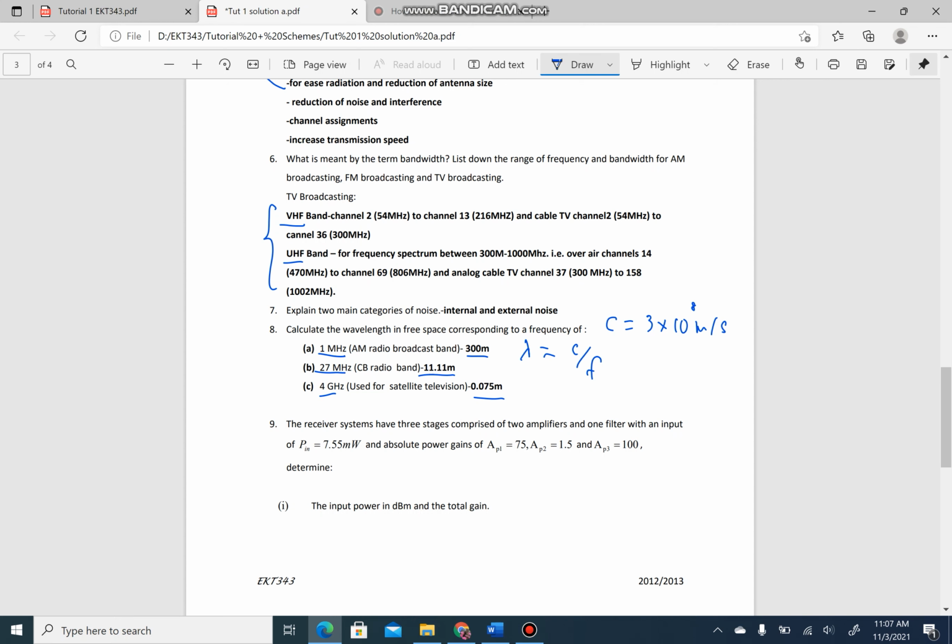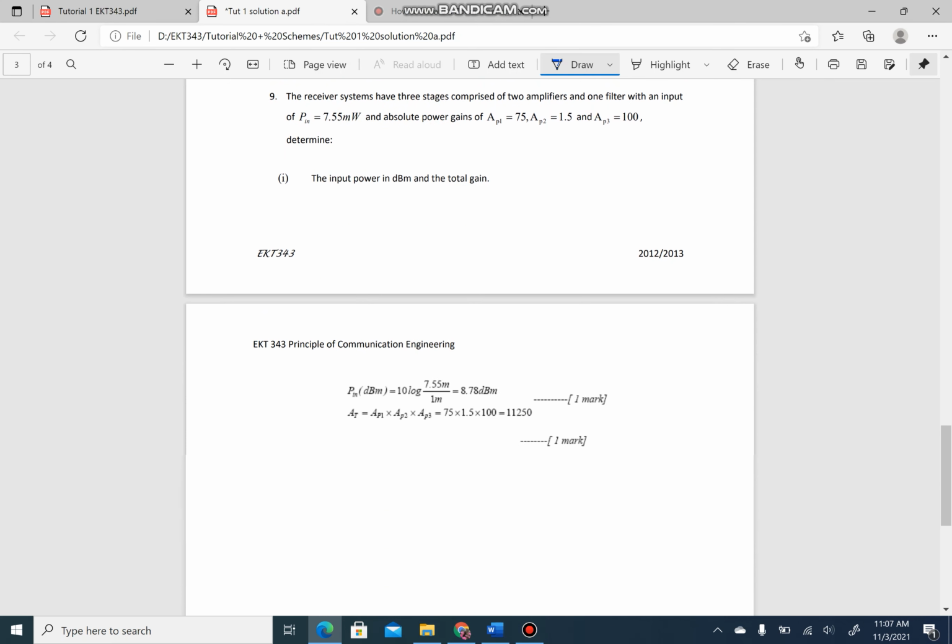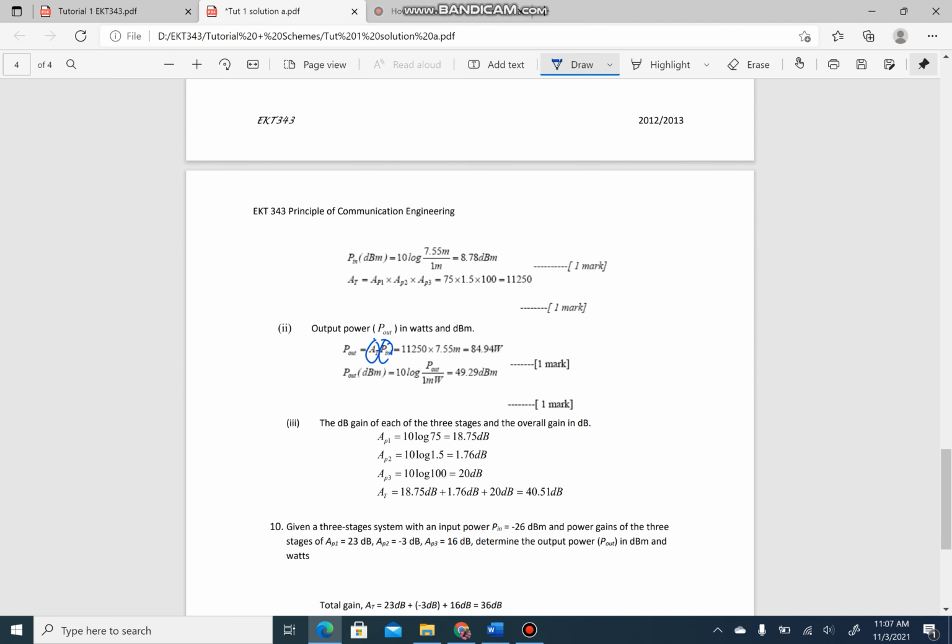Question number 9, the receiver system has 3 stages comprised of 2 amplifiers and 1 filter. Calculate the input power in dBm and the total gain. This one is simply converting the input power to a dBm value and calculating the total gain for each of the stages, and then calculating the output power in watt and also in dBm.